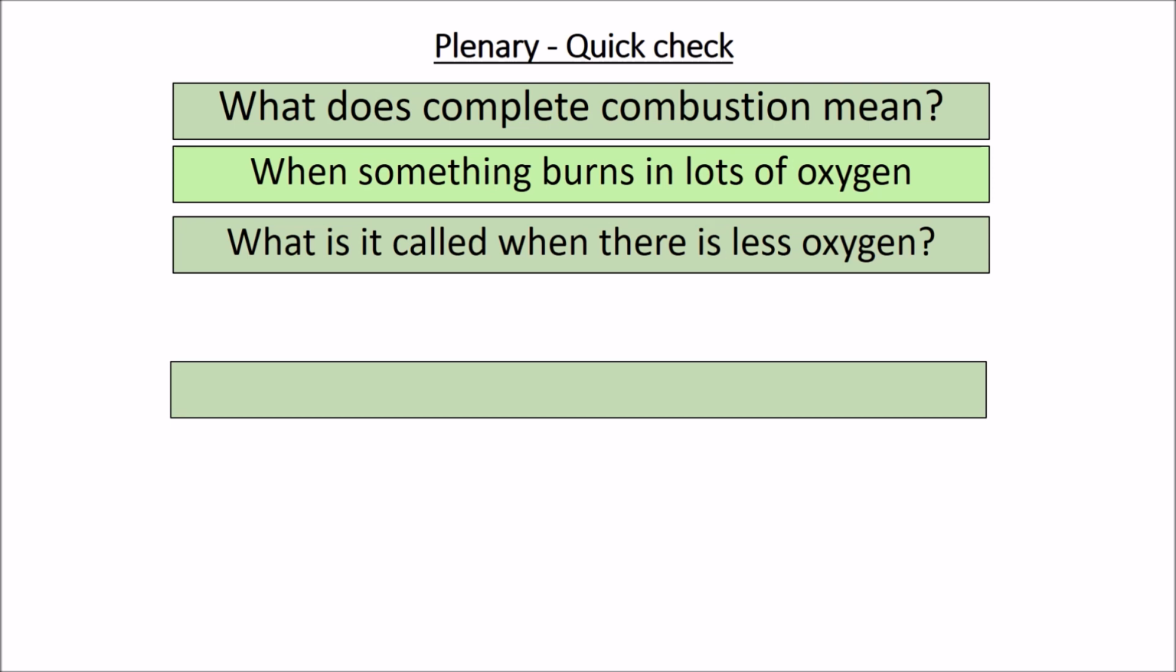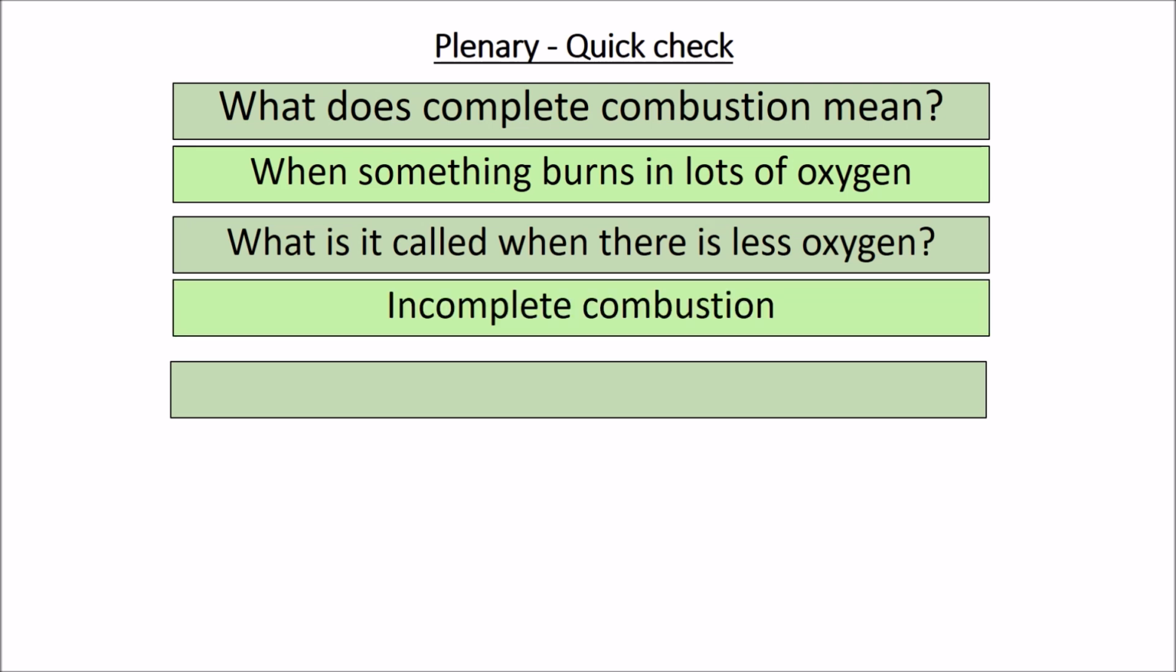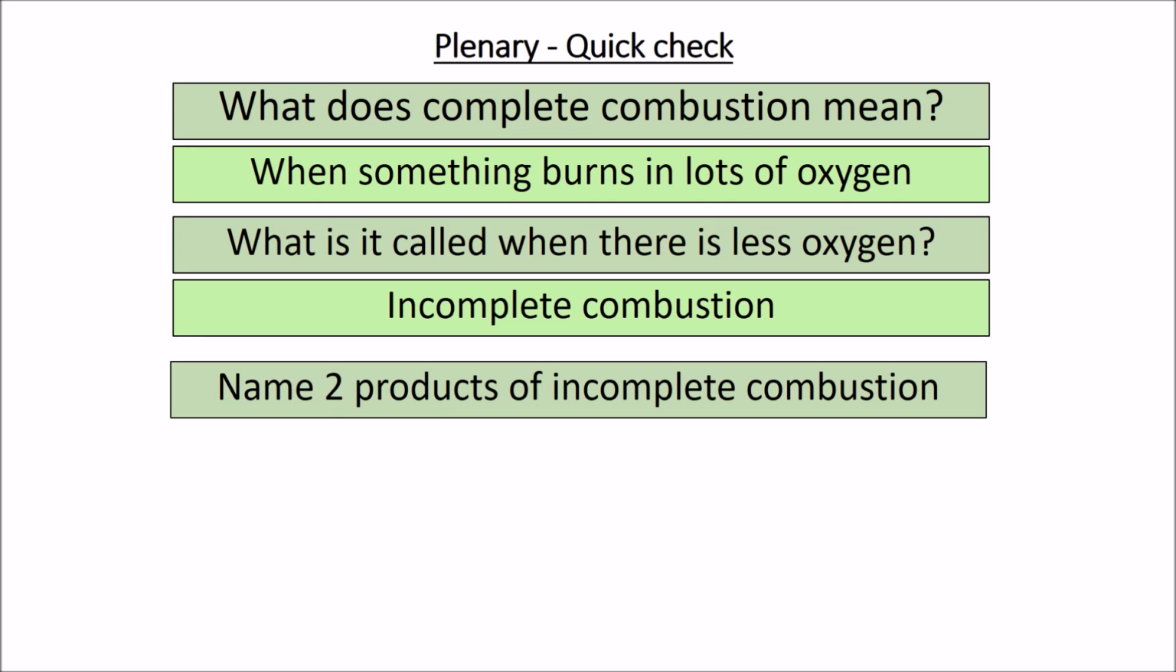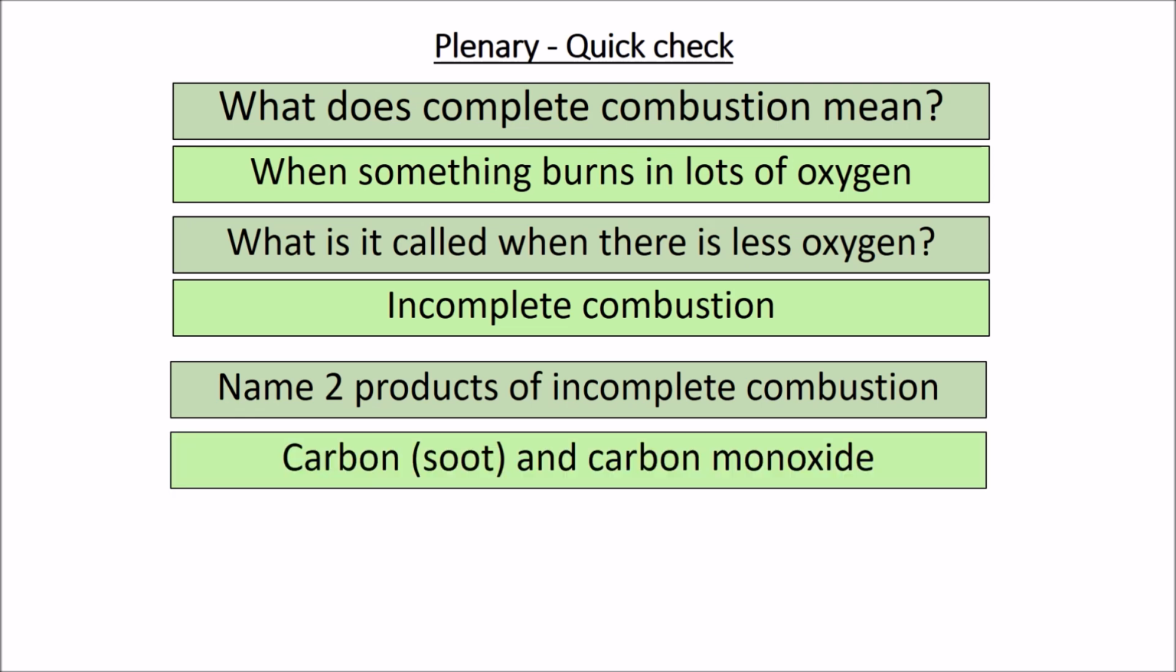So then what's it called when there's less oxygen or not enough oxygen for burning? If you said incomplete combustion, you are completely correct. And then name two products of incomplete combustion. I should have said carbon or soot, and carbon monoxide. Mon means one, so one carbon and one oxygen.